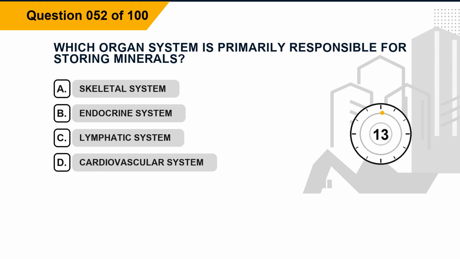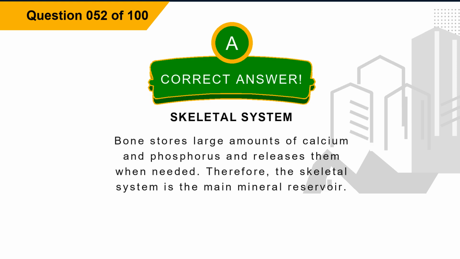Question 52. Which organ system is primarily responsible for storing minerals? Option A, skeletal system. Option B, endocrine system. Option C, lymphatic system. Option D, cardiovascular system. The correct answer is option A, skeletal system. Explanation. Bone stores large amounts of calcium and phosphorus and releases them when needed. Therefore, the skeletal system is the main mineral reservoir.